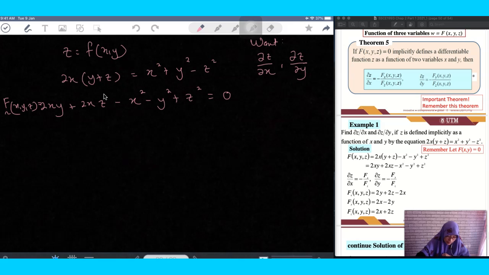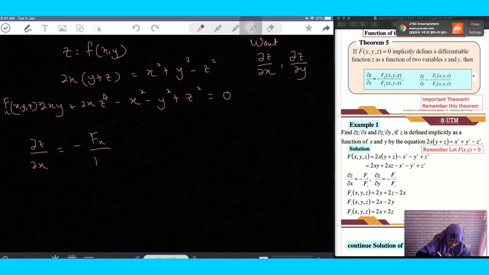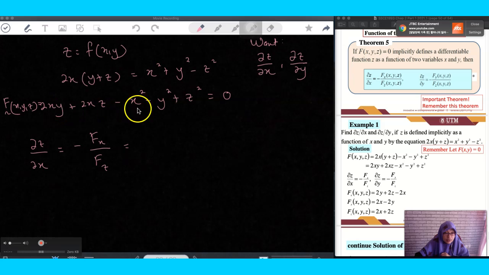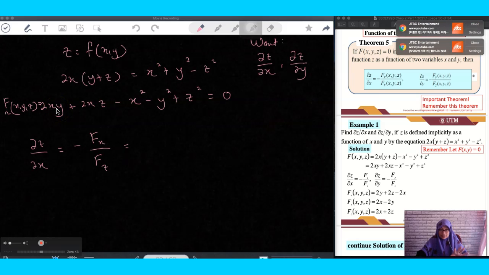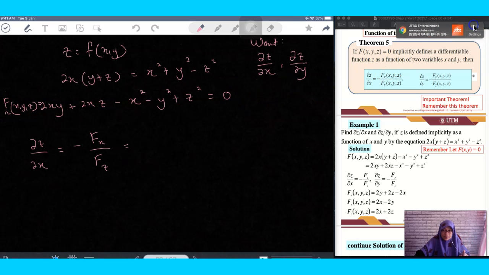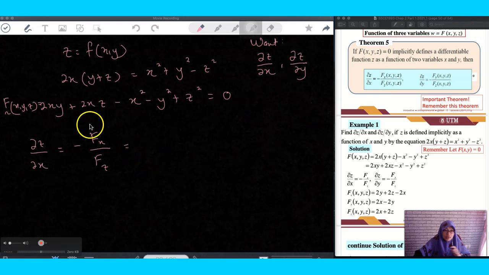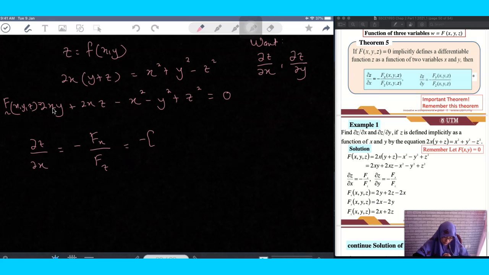Okay, now we are looking for del z over del x. The formula is negative fx over fz. So you differentiate the function with respect to x, so y and z are constant. Now you have to think that x, y, z are variables, and the function is only capital F. So differentiate with respect to x, y and z are constant, so just look at the x. Differentiating 2xy, you will get 2y. And don't forget to put the negative.